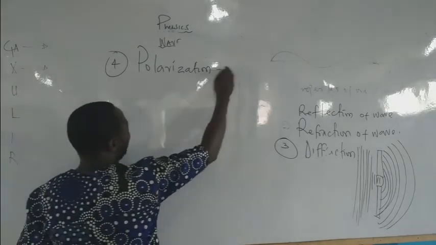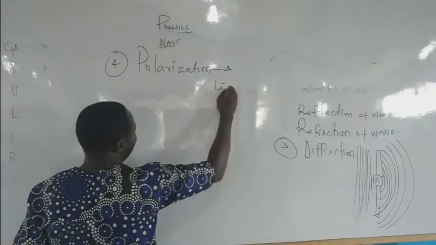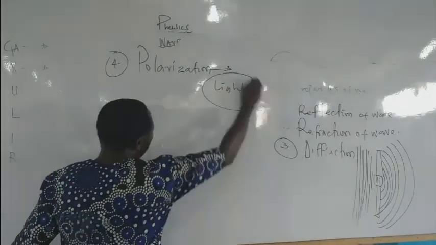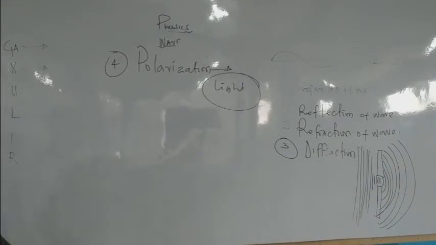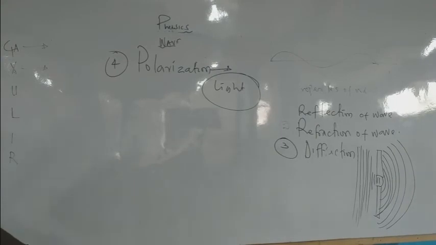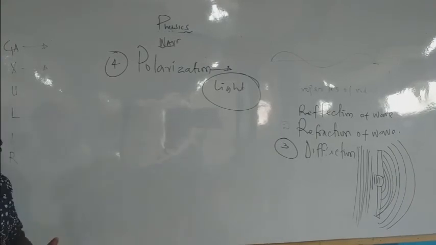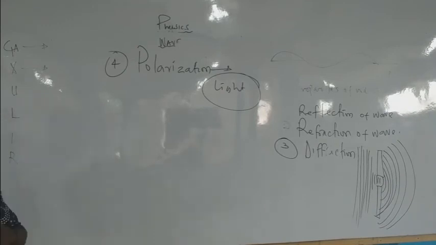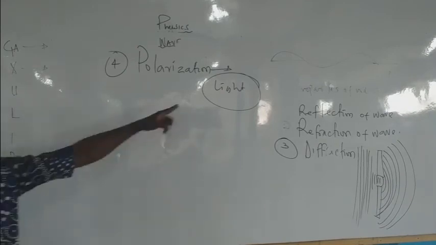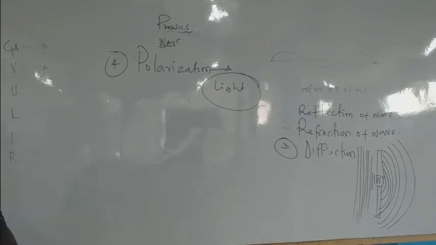So a typical example of polarization is what? Light. Light can be polarized, can be made to travel in a particular direction, while sound is a longitudinal wave and cannot be made to travel in a particular direction, or cannot be polarized. Sound wave or longitudinal wave cannot be polarized, but light wave can be polarized.